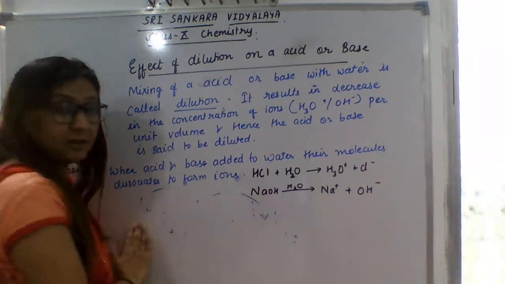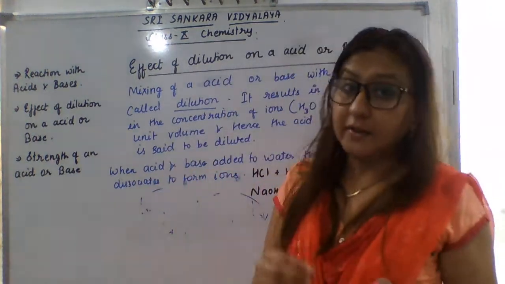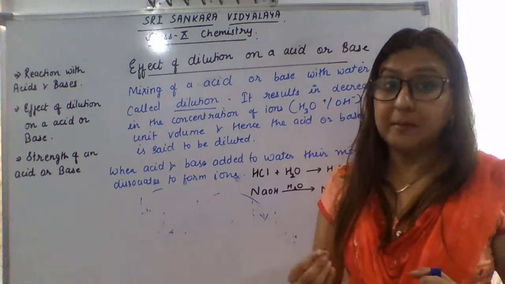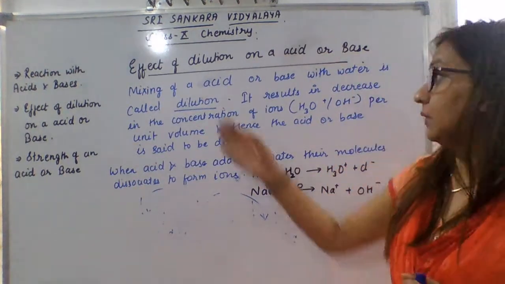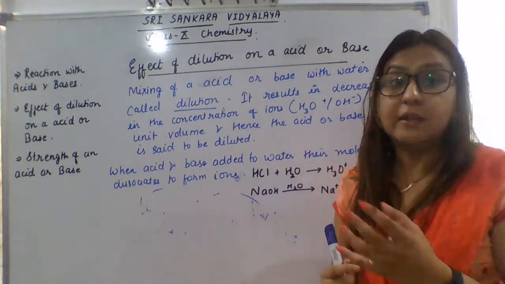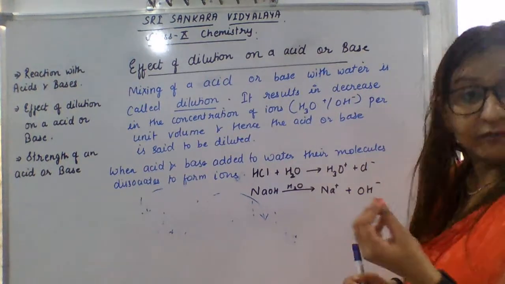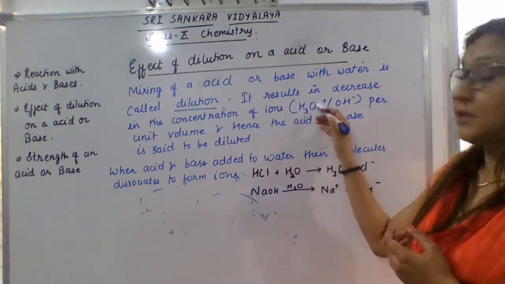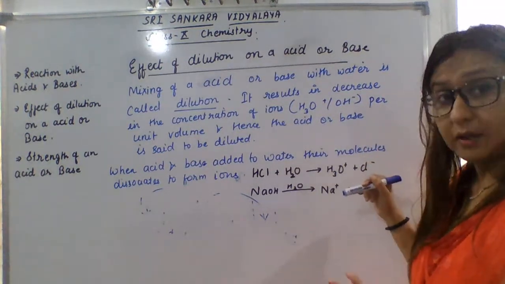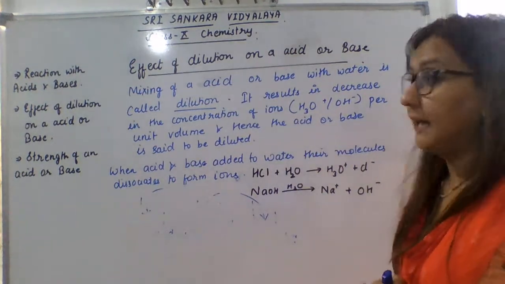But now we are talking about acids and bases. The more water is added to any acid or base, the more it gets diluted. This results in a decrease in the concentration of ions. Definitely, if anything is getting diluted, the concentration of ions will decrease, that is the H3O+ cations and anions per unit volume. Hence the acid or base is said to be diluted.